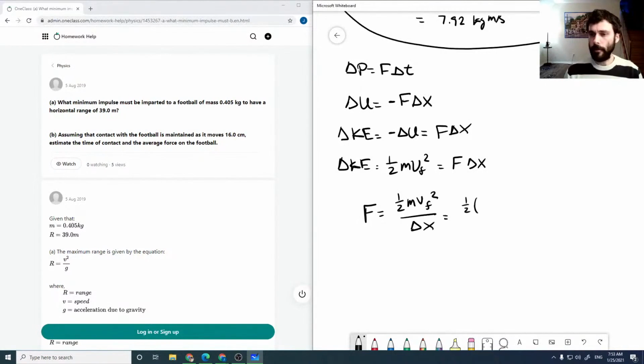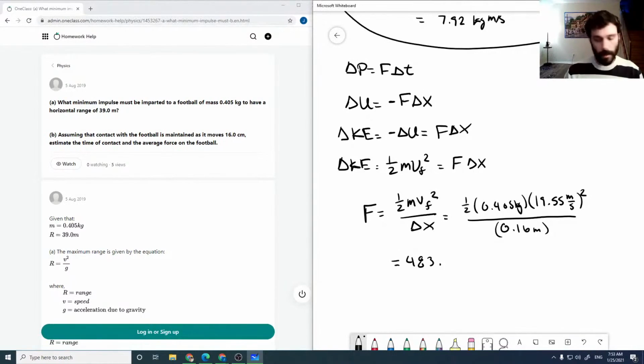So 1/2 times 0.405 kilograms times our velocity that we solved for, so 19.55 meters per second squared, all over our delta X, which is 0.16 meters. So that's 16 centimeters in meters. And so this comes out to be 483.725 newtons. So that's our average force.